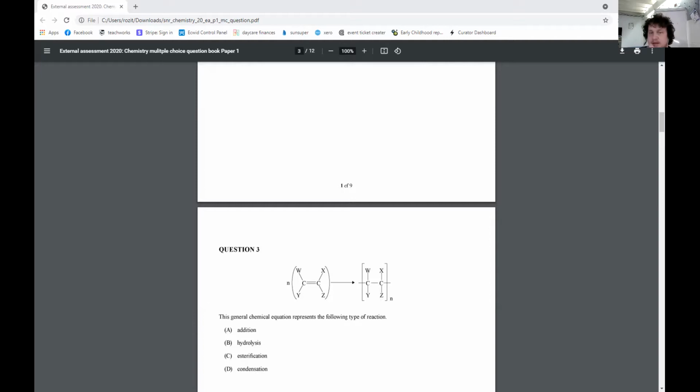If this was a biopolymer, like protein or a carbohydrate, it's a different paper. Got too many things open. We will be looking at a condensation reaction, but it just looks like ethene. So we have an addition reaction.